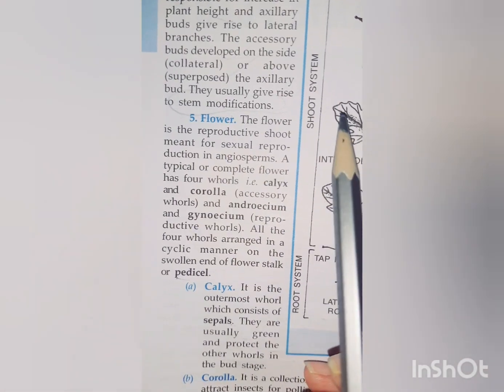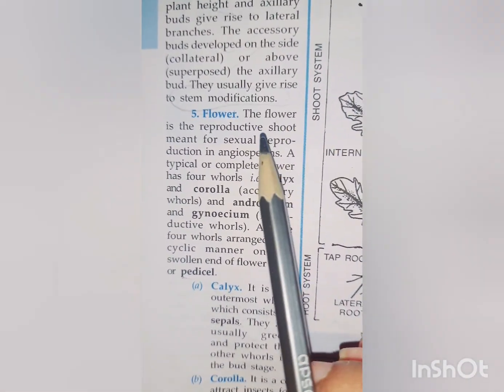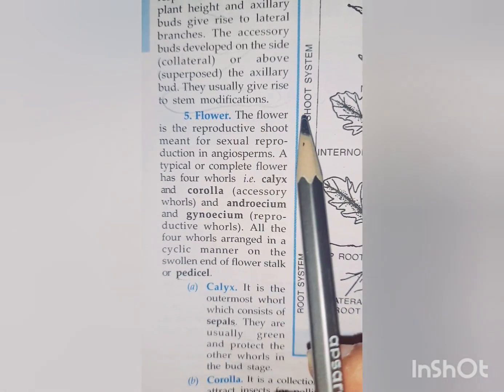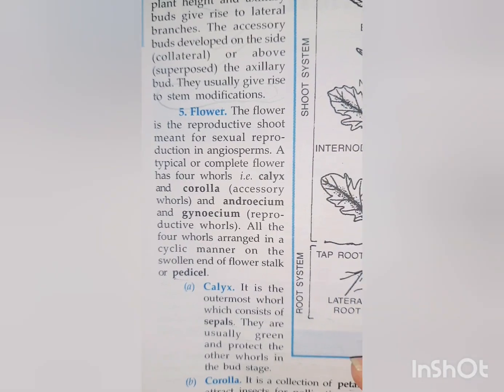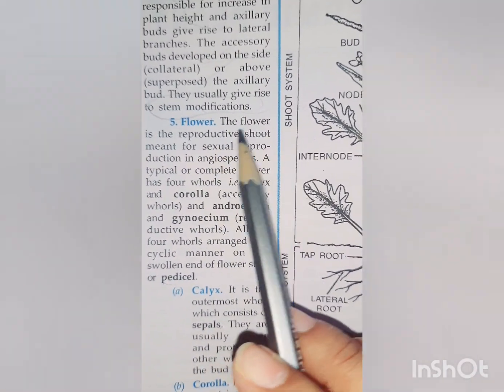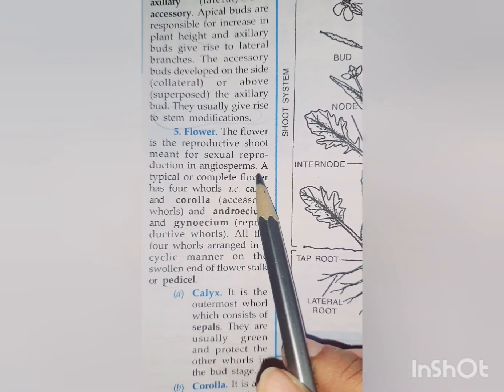So in this video we will just describe a brief and short video about the different parts of the plant which are present in a plant, generally. Then after the bud, the flower is the reproductive shoot meant for sexual reproduction in angiosperms.